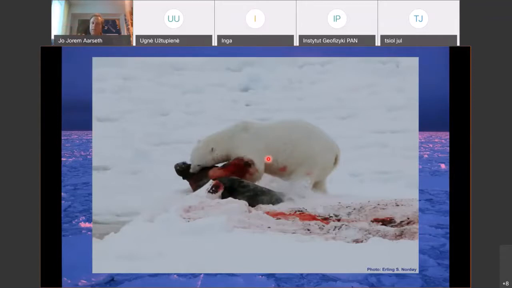It has a white skin, a white fur, which is camouflage, and then it has black skin, which could absorb all the heat radiation from the sun.